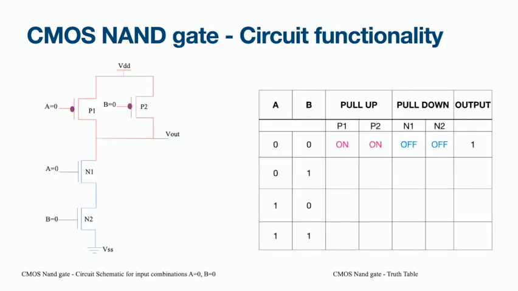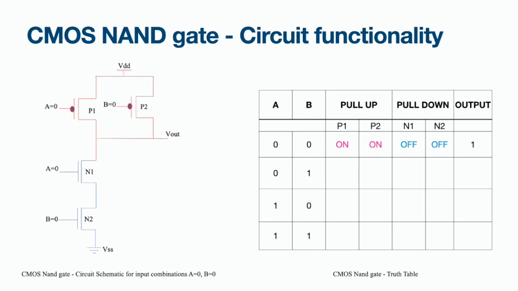The first input combination is considered to be 0 and 0. So A is equal to 0, B is also equal to 0. The same values 0, 0 are fed inside the circuit. Now the PMOS transistors P1, P2 both will have inputs 0 and 0. Similarly, the transistors N1 and N2 will have their inputs 0 and 0. We all know that a PMOS transistor switches on when the input is equal to 0. Therefore, for the combination A equal to 0 and B equal to 0, the transistors P1 and P2 both will be on.